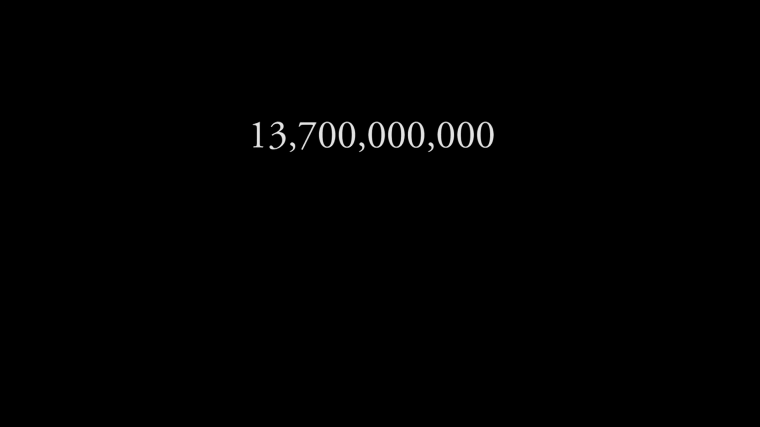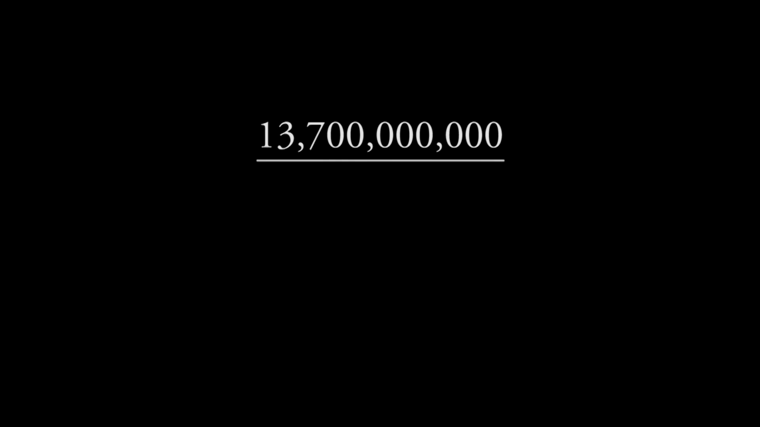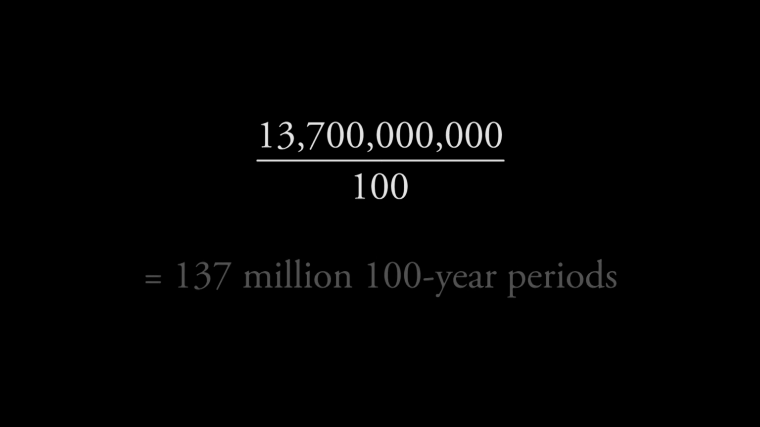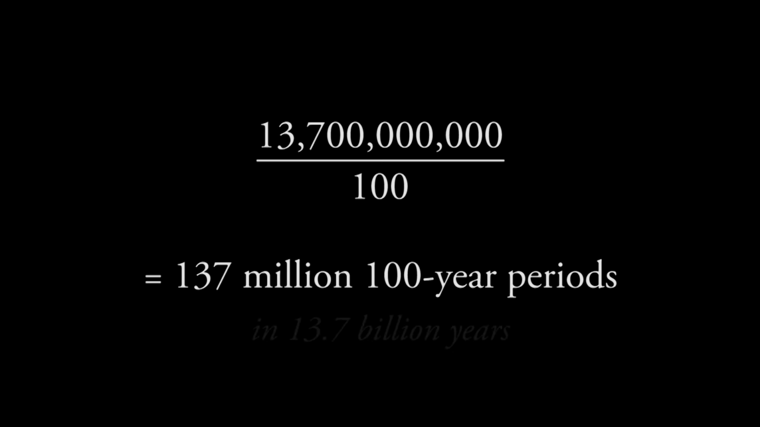So to compare 13.7 billion years of eternal life to a 100-year mortal life, we're going to start by reducing eternal life to 100-year periods. And after we do that, we're going to reduce mortal life in the same proportion. So just how do we reduce 13.7 billion years into 100-year periods? Well, it's a very simple formula, really. You divide 13.7 billion by 100, and that means there are 137 million 100-year periods in 13.7 billion years.